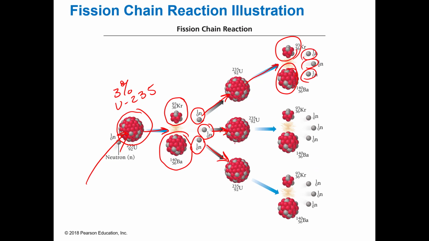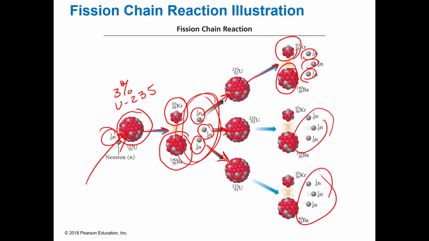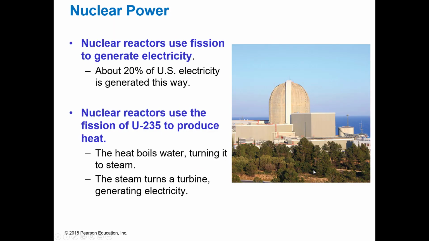So now you started with 1, you made 3, now you've got 9. And it just keeps going geometrically, logarithmically, I guess, until you get to that point where it's just self-sustaining. And it'll keep on going if you don't control it. It'll get hotter and hotter if you don't control the reaction.